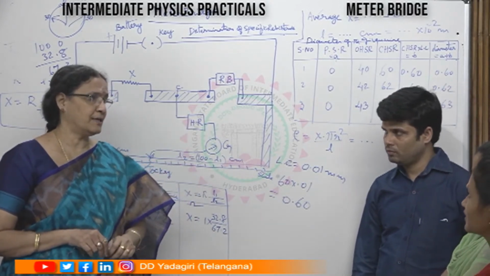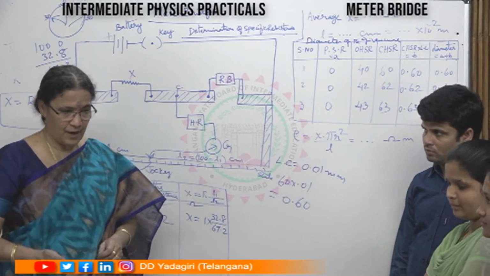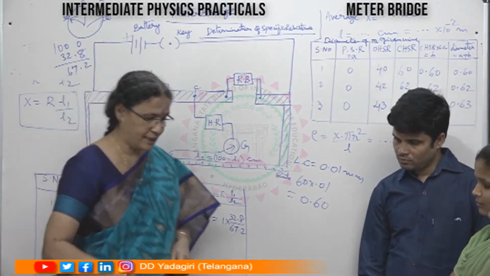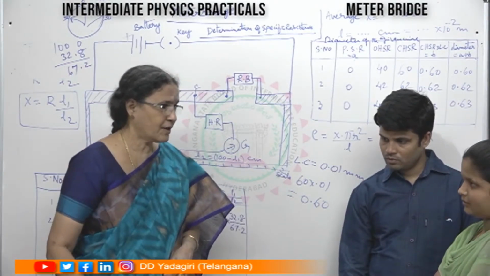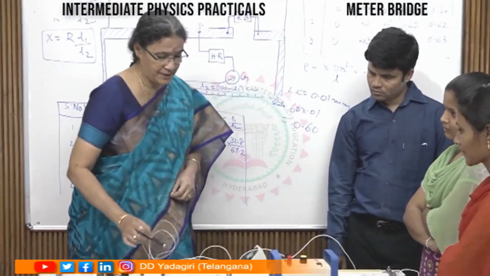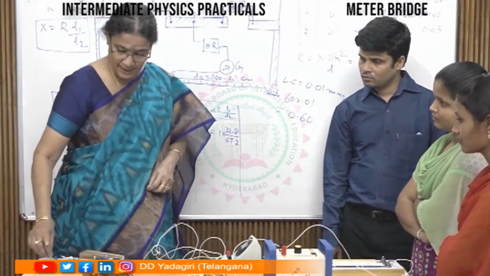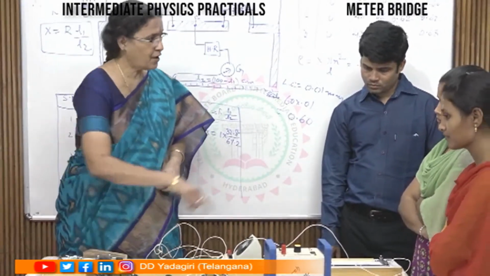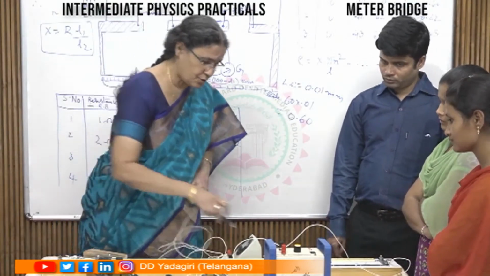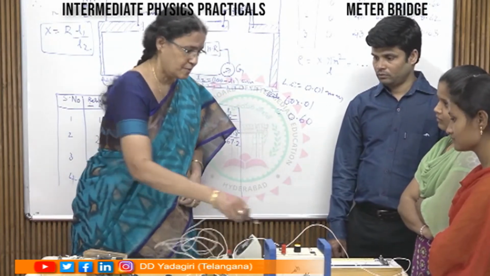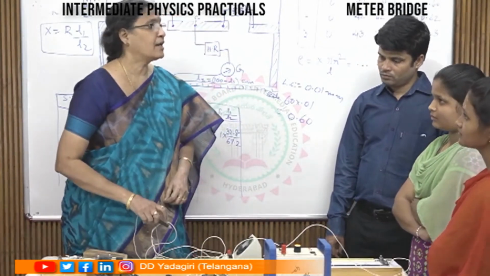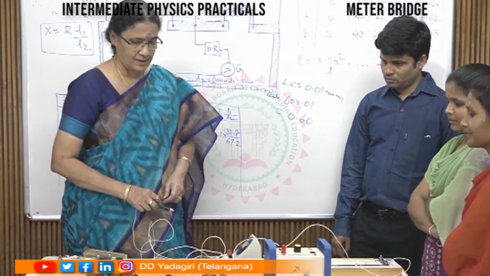Okay, now you have to take readings without parallax error, and the jockey should not be dragged. Okay, if you drag, what happens is, actually, this meter bridge wire is so chosen that it is of uniform area of cross section from the starting point to the end point. Okay, so don't drag it like this, but test at various points while determining the null point. Okay, so that is it.